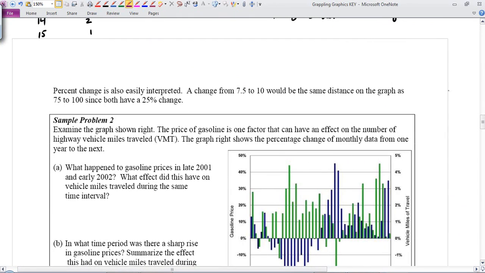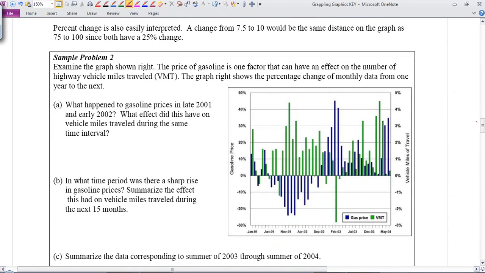and look at the next sort of graph that we need to be able to interpret. Percent change. Percent change is much more easily interpreted. So a change of 7.5 to 10% would be the same distance on a graph as a change of 75 to 100% because they both have a 25% change.